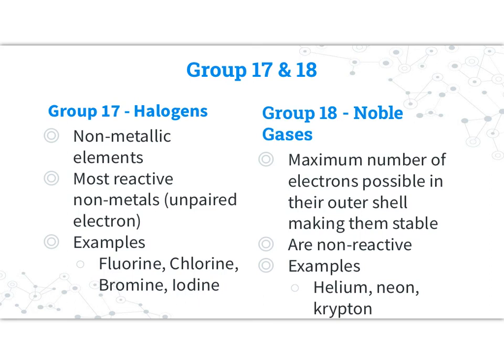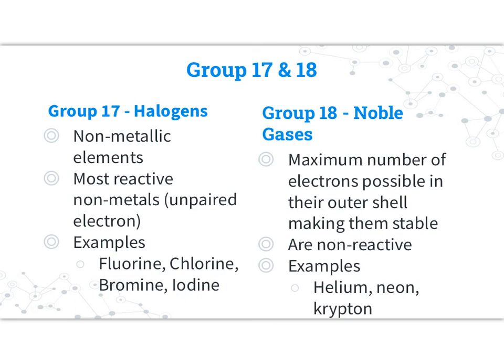Group 17 and 18, the opposite end of our periodic table. Group 17 we call the halogens. These are non-metal elements. They are the most reactive nonmetals. Okay, so they are not nearly as reactive as our metals, the alkali or alkaline earth, but they are reactive in comparison to all the other nonmetals. It's because, again, they have that unpaired electron. Examples are fluorine, chlorine, bromine, and iodine.